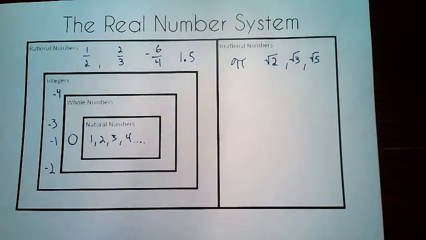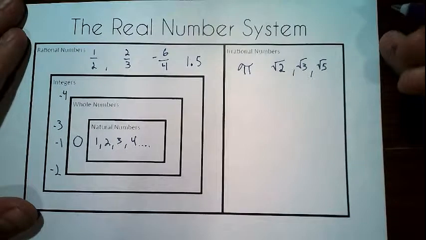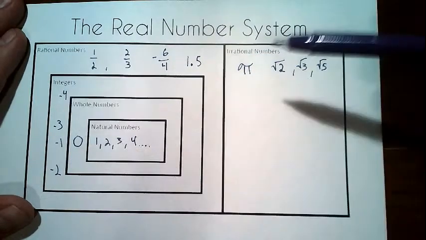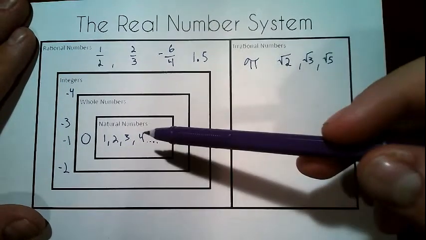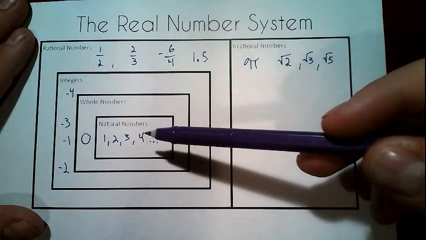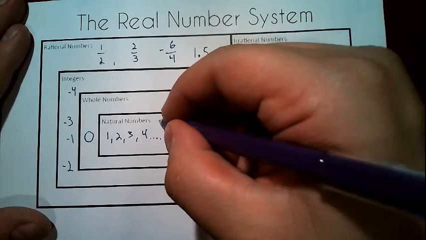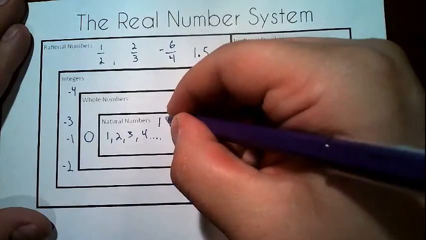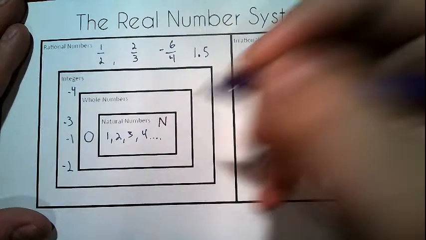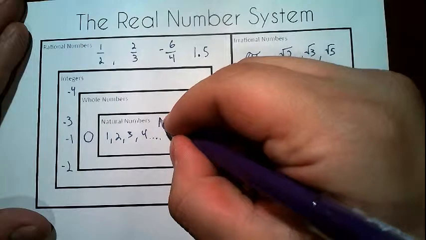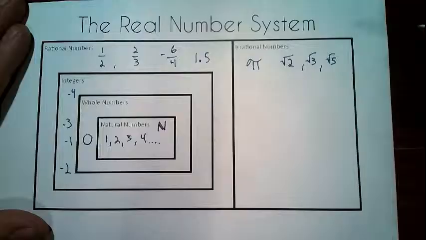Okay. And I also want to show you a way we represent these different types of numbers. So in math, when we're talking about the natural numbers, we often use this symbol, and it's an N for natural, but that N has an extra line in the middle.